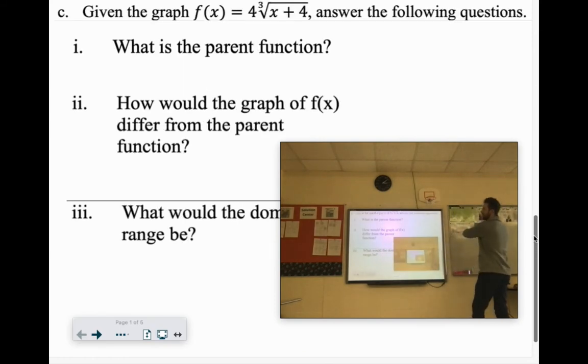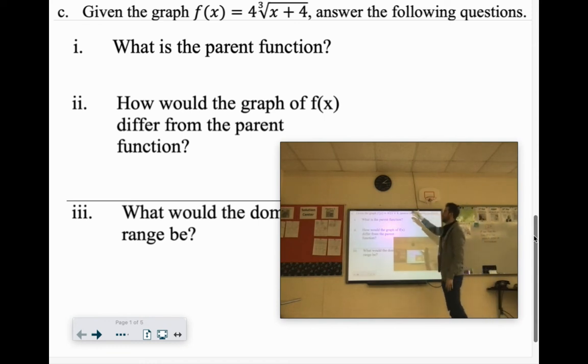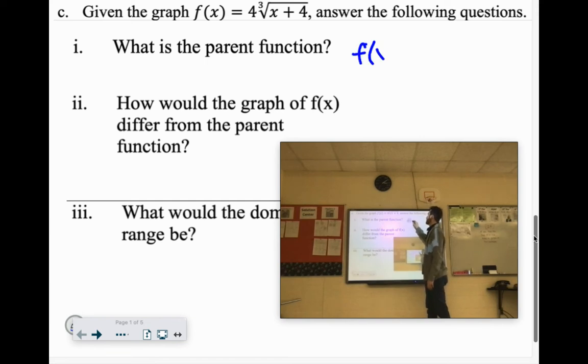Given the graph f of x equals 4 times the cube root of x plus 4, answer the following questions. What is the parent function? Parent function is just like, what would the starting function be? And this is a cube root function. So we could say parent function would be f of x equals the cube root of x.